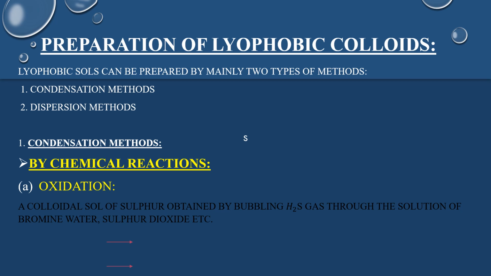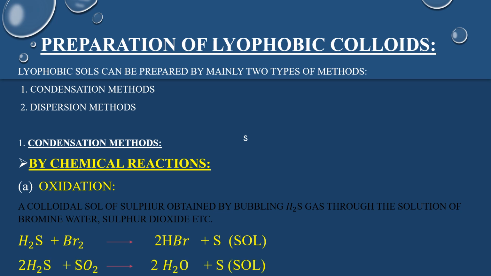So let's see the first reaction. H2S gas combines with bromine water. It forms HBr plus sol of sulfur. Here, by using an oxidizing agent, bromine water, H2S gas can be converted into sulfur sol. Similarly, on using SO2, sulfur dioxide, H2S gas can again be converted into sulfur sol. So this is the oxidation method for preparing the lyophobic colloid.